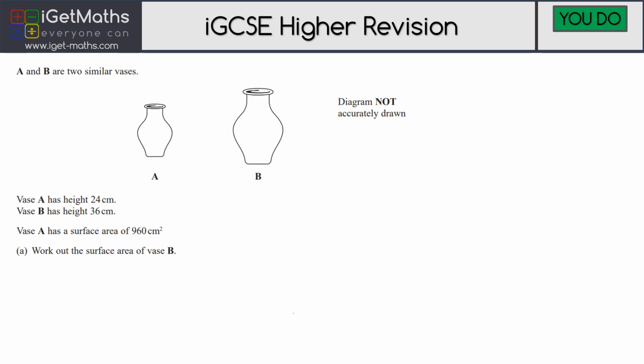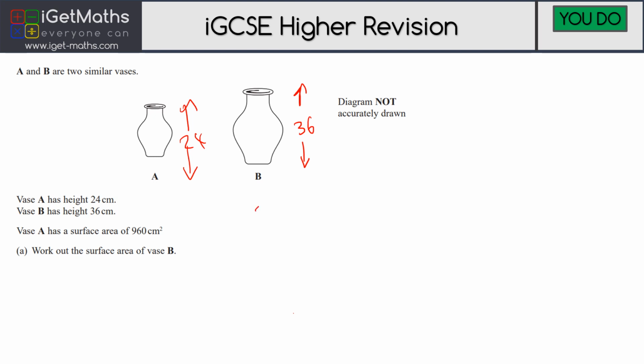A and B are two similar vases. Vase A has a height of 24. Vase B has a height of 36. Vase A has a surface area of 960 centimeters squared. Work out the surface area of vase B.